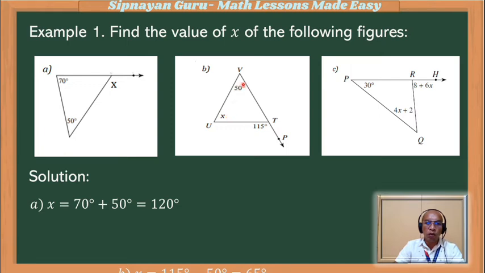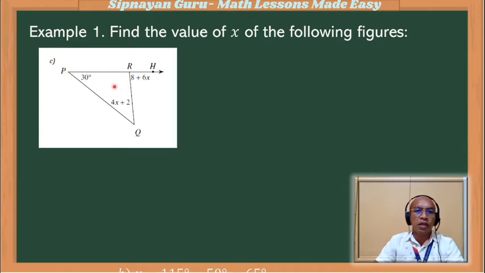And we all know that if you add these two angles, the sum must be 115. So what must be the value of x? We just subtract 50 from 115 to get the value of x. So the value is 65 degrees.